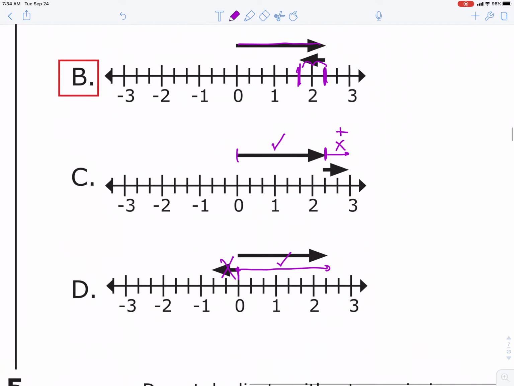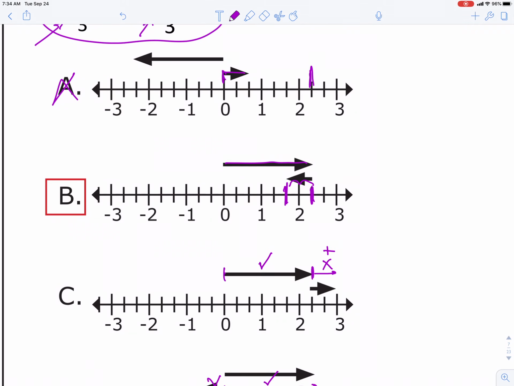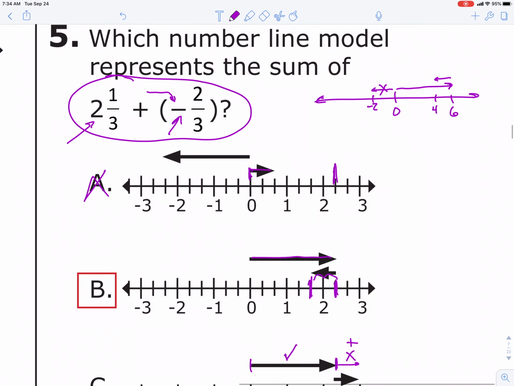Okay. So it looks like by elimination, B is the right one. So go through each one and see, is the part you want there right? And again, if you look at A, they messed that one up too. Not only did they do that, but they also went back to 0 for this one. That's a negative 2 1/3. This is a positive 2/3. Both of those are wrong.